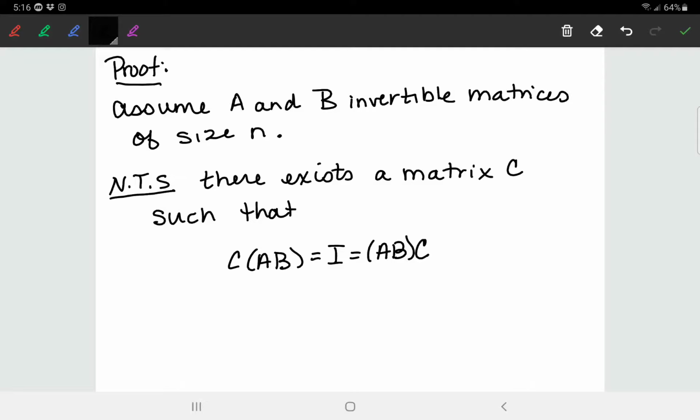Then we will need to show that there exists a matrix C such that when you multiply on the left by C or on the right by C, you will get the identity. So first let's define C, what we would like that to be. C will be B inverse A inverse.